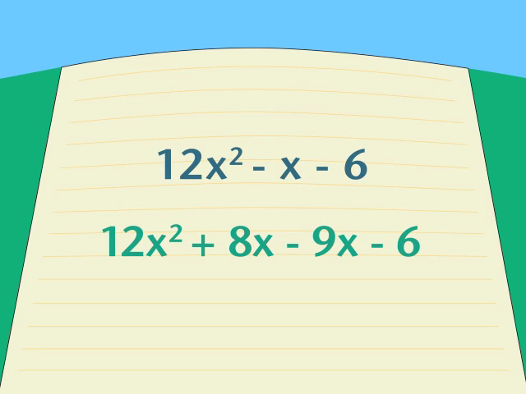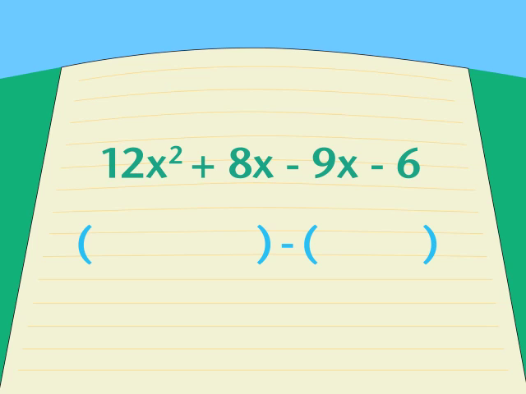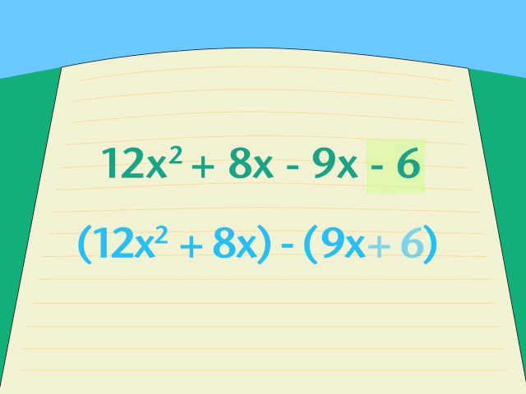What next? A simple but tricky step of putting them into two groups. Why simple? Because we're just grouping them into parentheses. Then why tricky? Because in this example, a minus sign will fall before the second set of parentheses, and that minus sign affects everything inside them. The 9x is fine, but be careful with the -6. It becomes +6. Now, we've split and we've grouped.